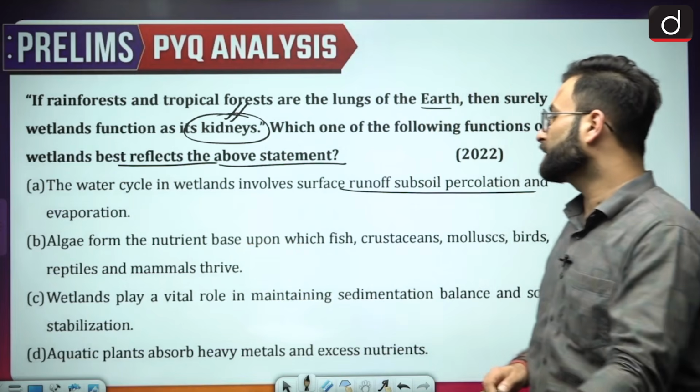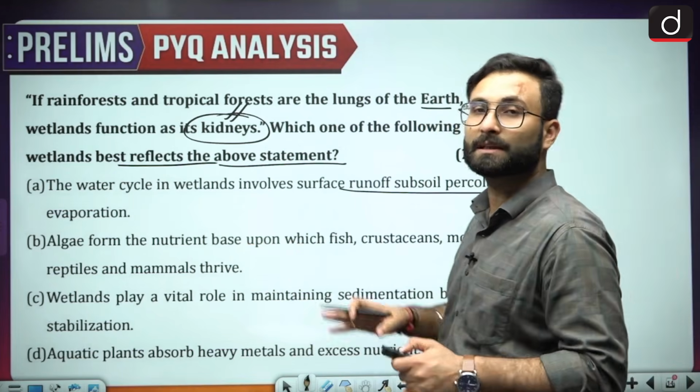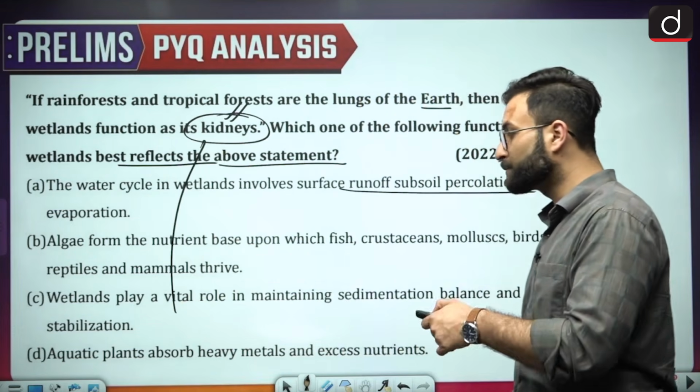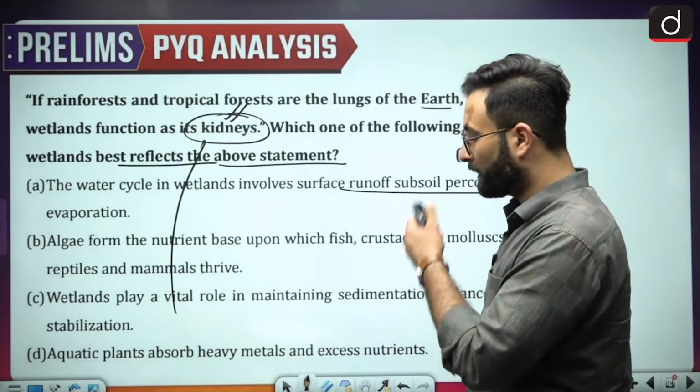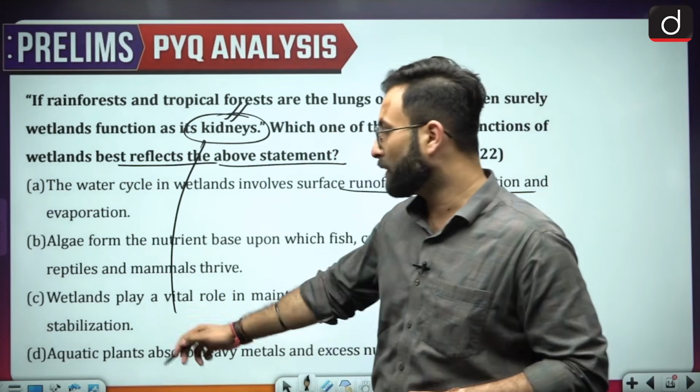Wetlands play a vital role in maintaining sedimentation balance and soil stabilization. Now this is also correct, but the thing is, there is no role with the function over here. Coming to the next one, aquatic plants absorb heavy metals and the excess nutrients. So basically they are talking about the absorption because they are filtering it. So that is why option D is your right answer.